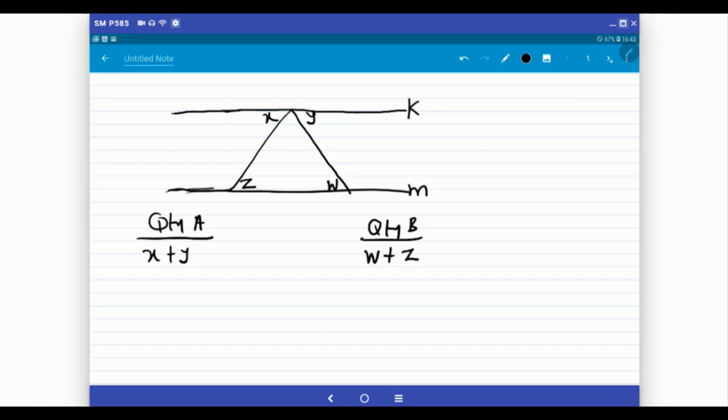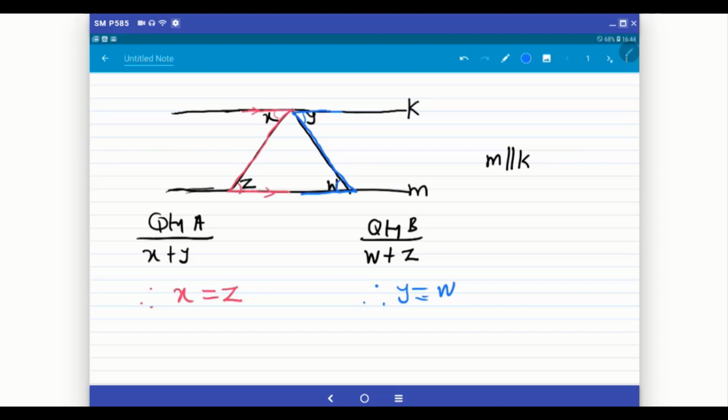Now, from the diagram, we're told already that M is parallel to K. So if M is parallel to K, it means, for instance, angle X is alternate to Z, which means X is equal to Z. As you can see, since these lines are parallel, this angle is equal to this angle. Also, angle Y is alternate to W, this angle and this angle. So Y is equal to W.